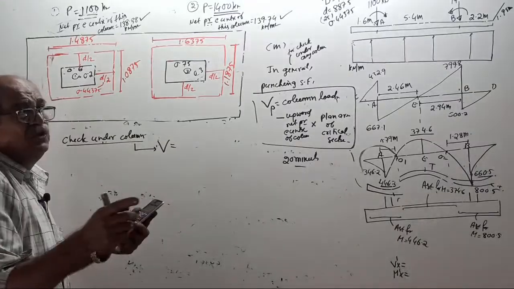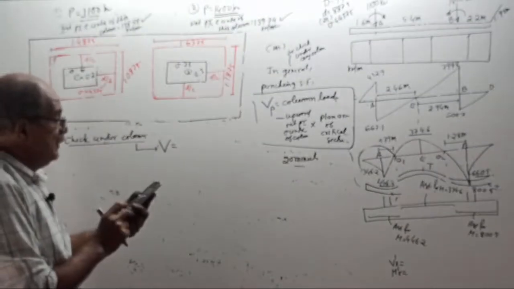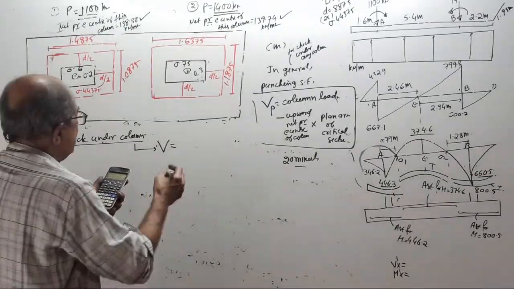If wrong, you can send in the group. If the answer is not tallying, you can send in the group.